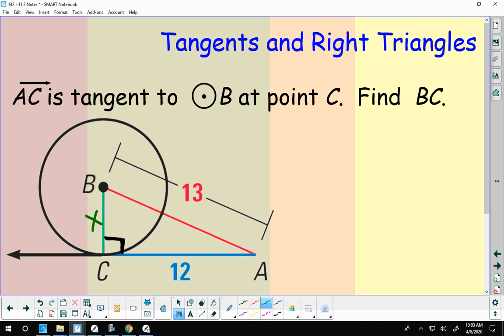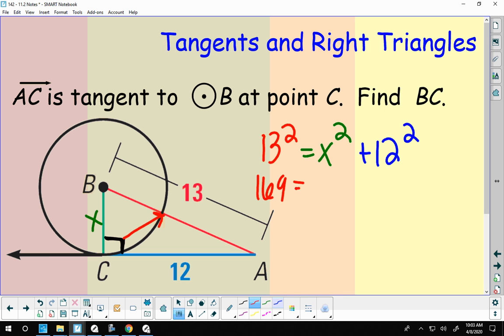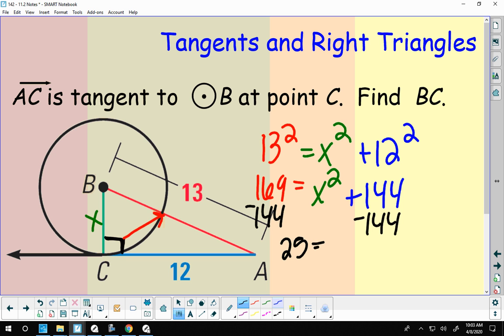So if we have a right triangle, the way that we find a missing side length is by using the Pythagorean theorem. We know that hypotenuse squared, hypotenuse is across from the 90-degree angle, equals leg squared plus leg squared. Okay, so 13 squared is 169 equals x squared plus 144. Subtract 144 from both sides, and we get 25 equals x squared.